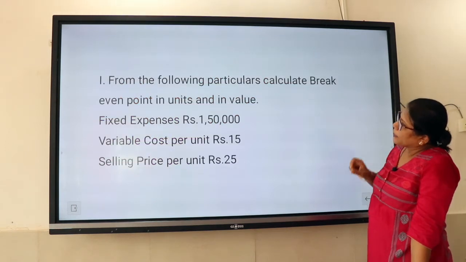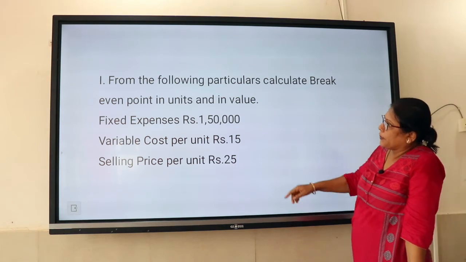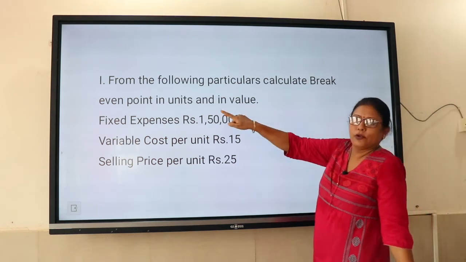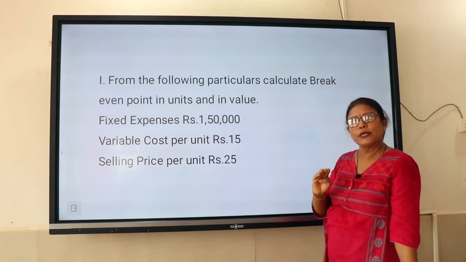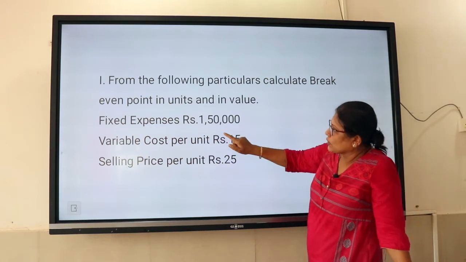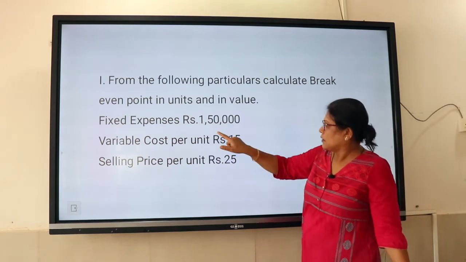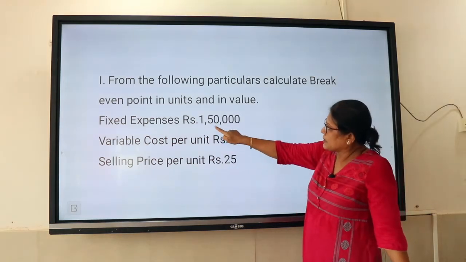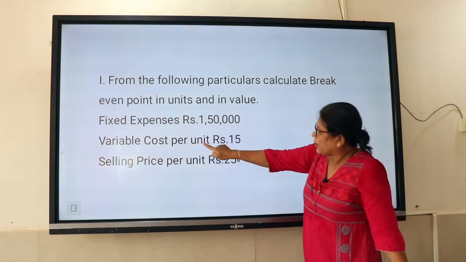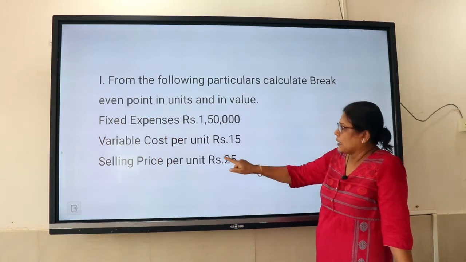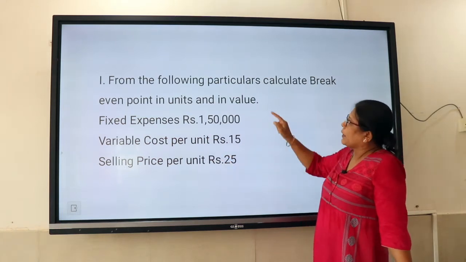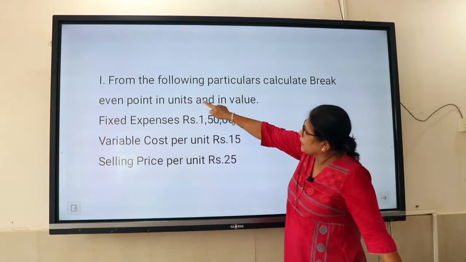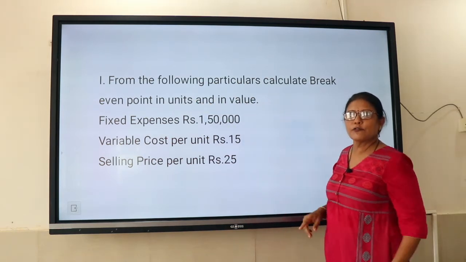From the following particulars, calculate break-even point in units and value. It has been told to calculate in units and value. What has been given to us? Fixed expenses, variable cost per unit, and selling price per unit. So fixed expenses is 1,50,000, variable cost per unit is 15, and selling price per unit is 25, and we have been asked to calculate in units and value. Let us see which formula we can use.